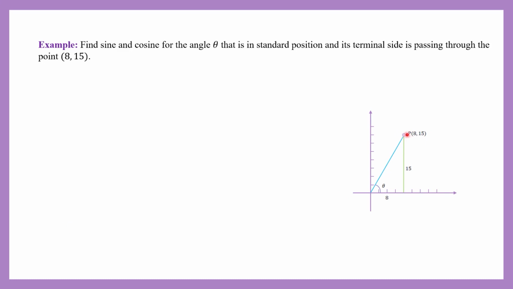The distance of the point from the x-axis is 15 units. The distance of the point from the y-axis is 8 units. For finding the sine and cosine of angle theta, at first we should know the length of the hypotenuse. We have to apply the Pythagorean theorem on this right triangle. By applying that, we will have x squared equals 8 squared plus 15 squared.